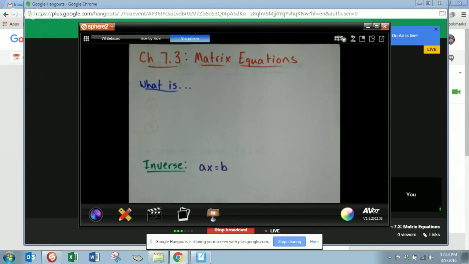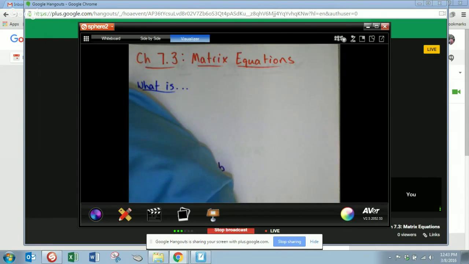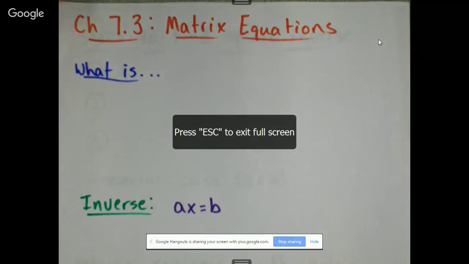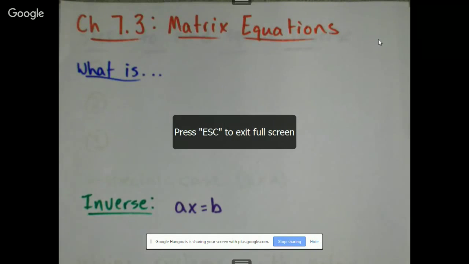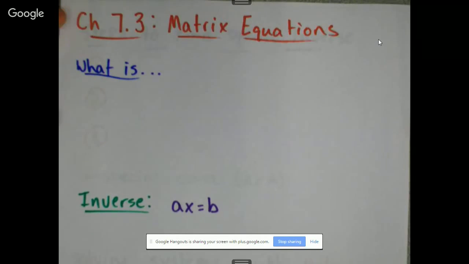All right, welcome back. We're going to talk about chapter 7.3, which is talking about matrix equations. Now, this is probably the most important one we're going to talk about in chapter 7. So really pay attention. So what is a matrix equation?